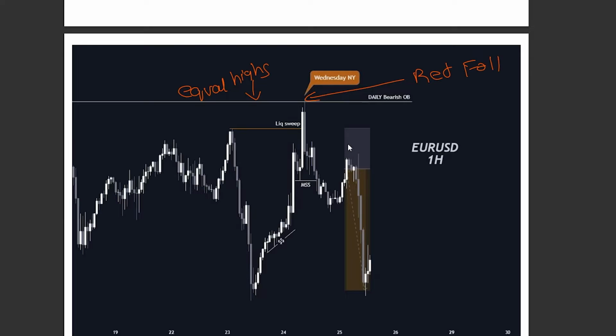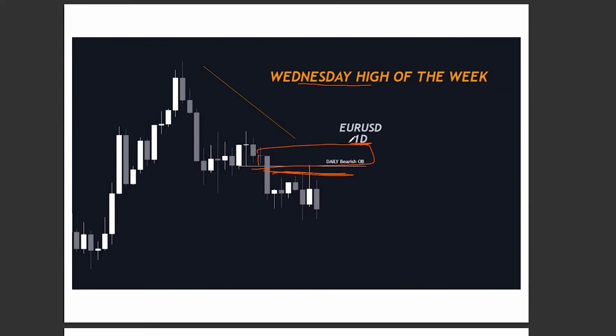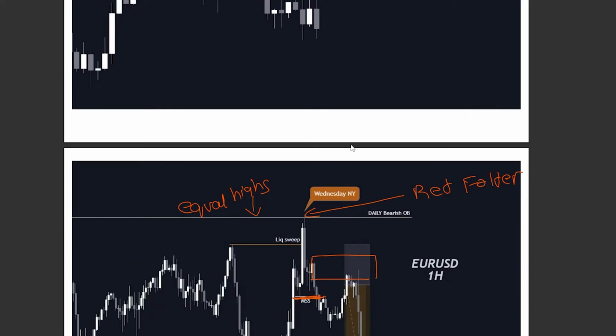Okay, so red folder news came out and took out this liquidity from the equal highs in the daily bearish OB. Then we started to see weakness as we broke this structure. This was a market structure shift, and as we tagged this OB again, we looked for shorts targeting at least these lows. So as you can see, utilizing the Wednesday high of the week pattern, we took a Euro short anticipating the red folder news in the NY session.